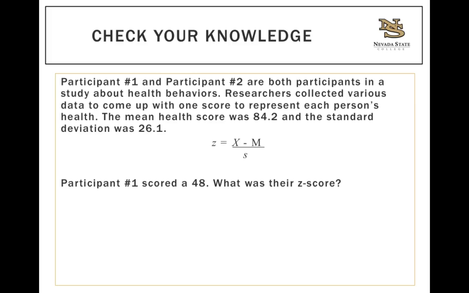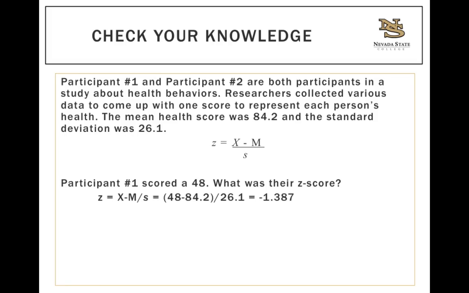So what did you get? Hopefully you did it like this. Your z-score is, again, score minus mean over standard deviation. Our score is 48. You subtract 84.2 and you divide that resulting number by 26.1. That gives you a z-score of negative 1.387.